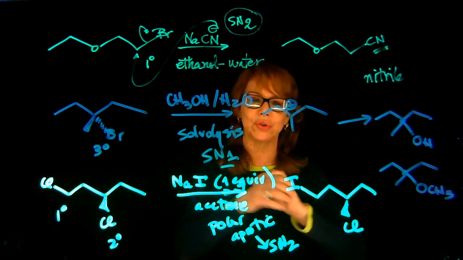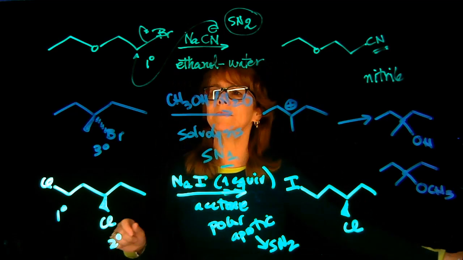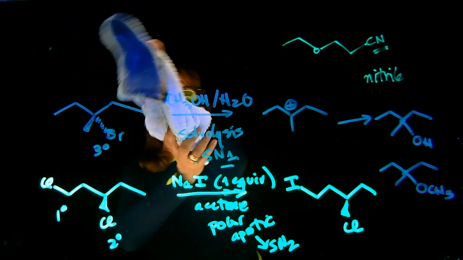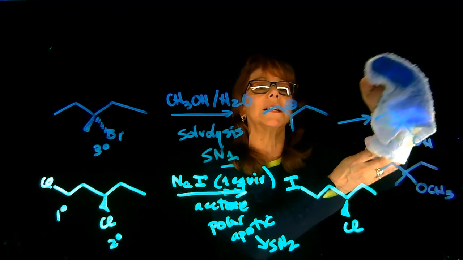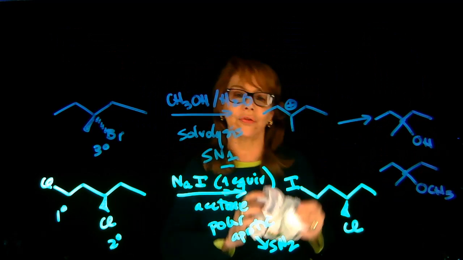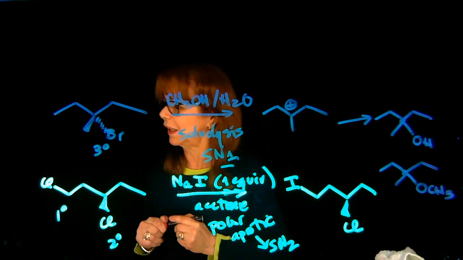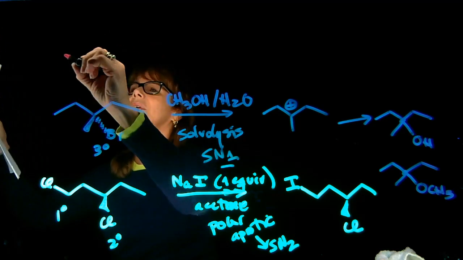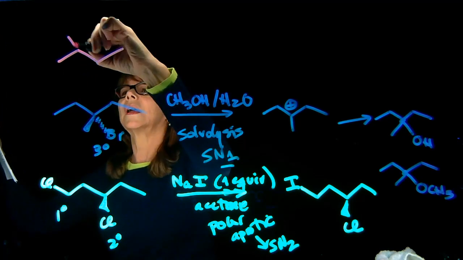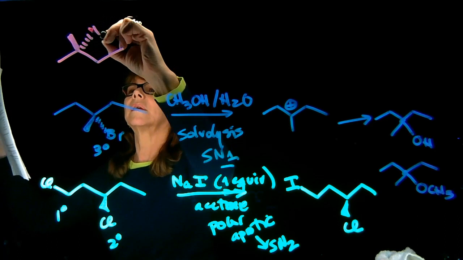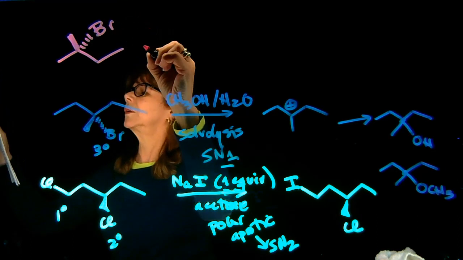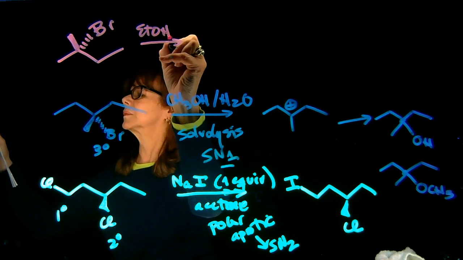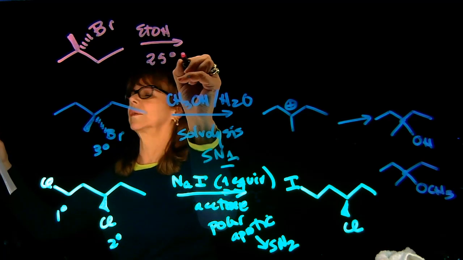In this problem we didn't have issues with configuration, so I'm going to do one more problem. Let's erase the first one. And again, notice our analysis has been looking at the reagent and then looking at the structure of the substrate. So here I'm drawing another one. Here I have a methyl and a bromide, and the condition here is ethanol, and it says 25 Celsius.